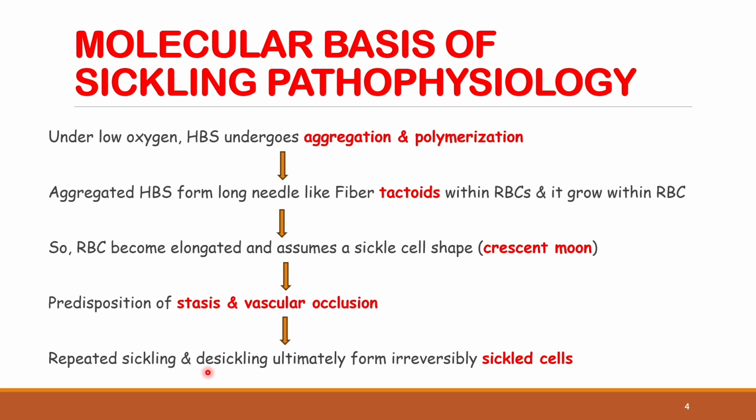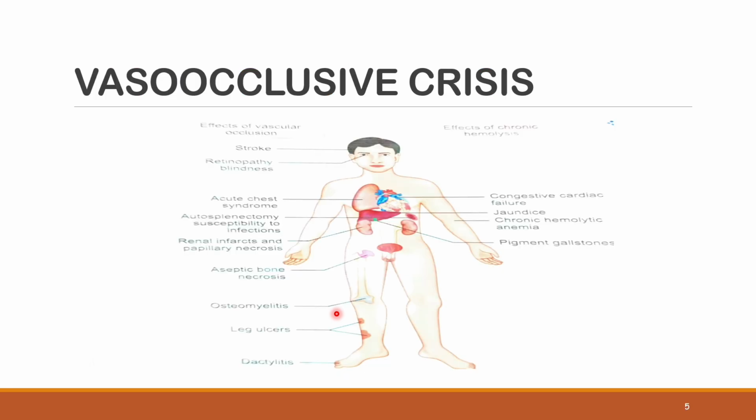Repeated such sickling and de-sickling attacks occur. Whenever the oxygen level is low, sickling will occur. When the oxygen level is normal, de-sickling will occur, meaning the RBC acquires its normal shape. But this repeated process ultimately leads to irreversible sickle-shaped RBCs, which will manifest clinically as infarction because they lead to vascular occlusion. They will obstruct the blood supply.